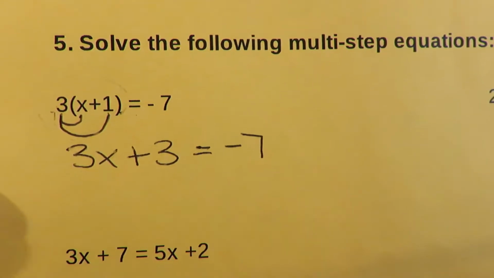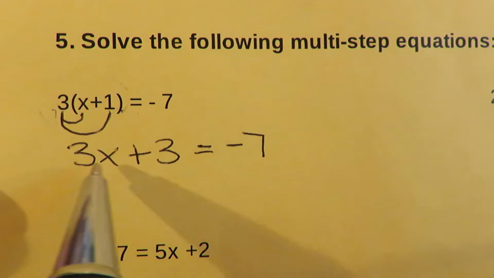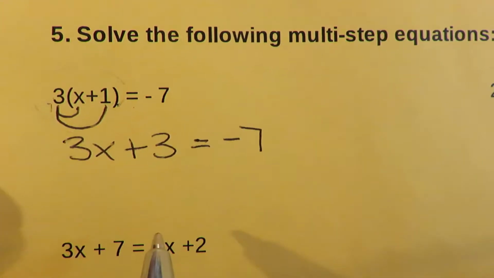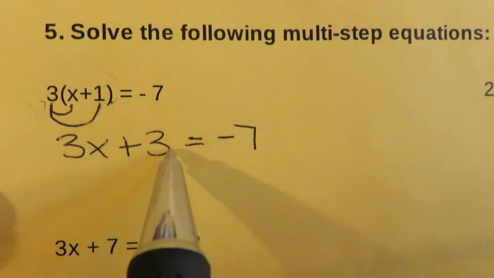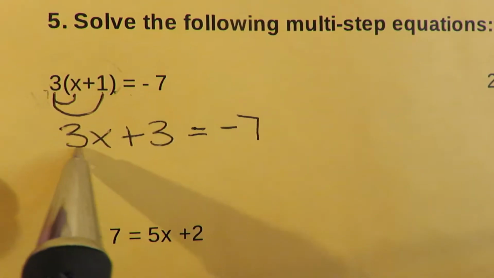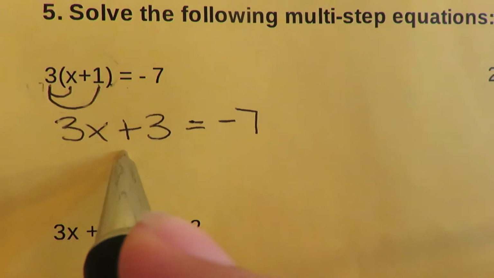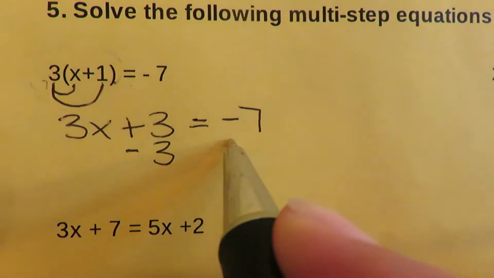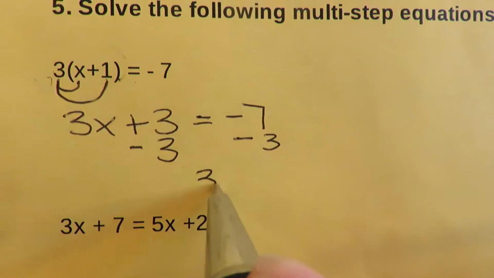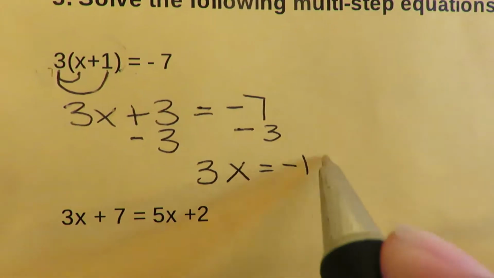Now this looks like one of my double step problems. I need to get rid of these 3's, and I need to decide which comes first, remembering that the thing that's furthest away, not the strongest bond like multiplication, but the thing furthest away we want to pick off first. So the opposite of adding 3 is subtracting 3. So now I have 3x equals negative 10.